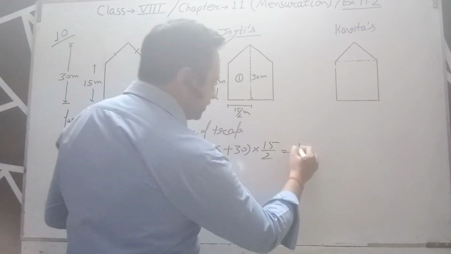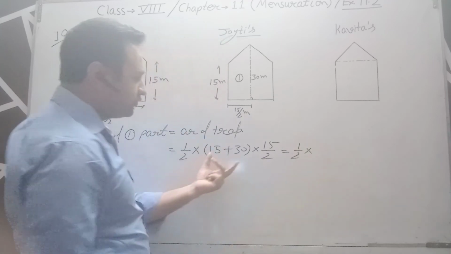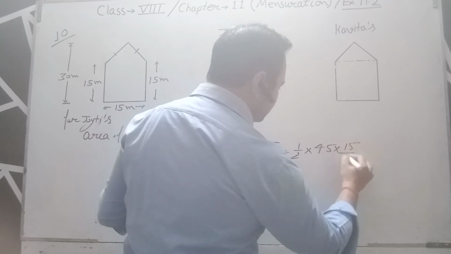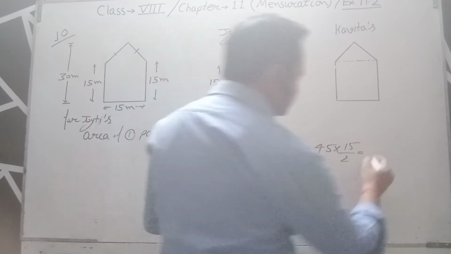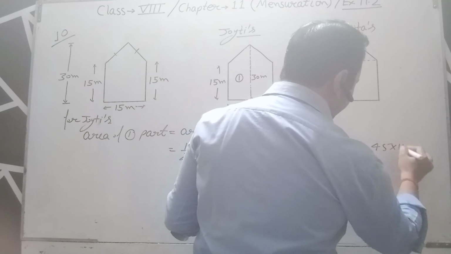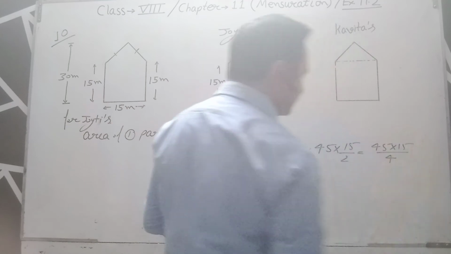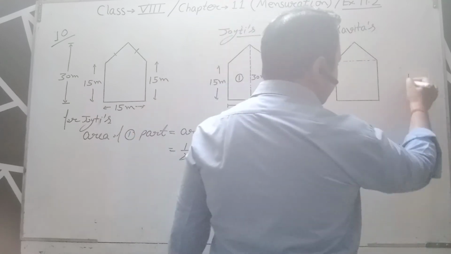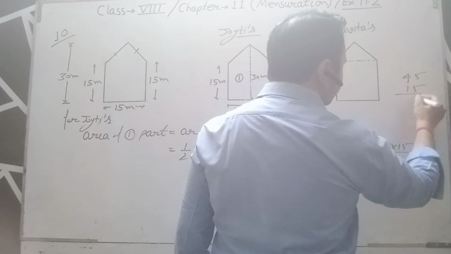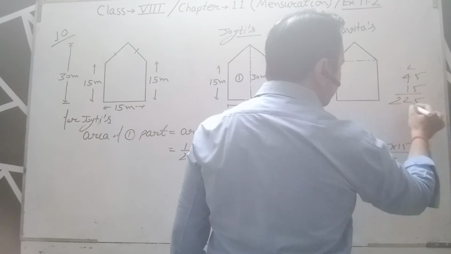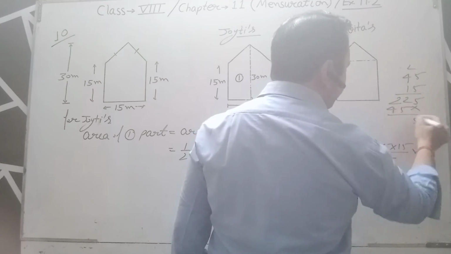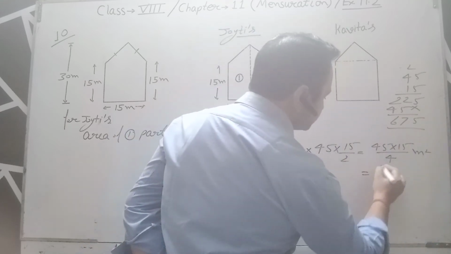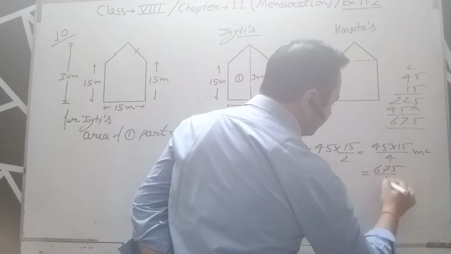Now calculate: 1 upon 2 multiply 15 plus 30, that is 45, multiply 15 upon 2. So 45 multiply 15 upon 4, and its area is in meter square. Multiply 45 and 15, and their product is 675. So 675 upon 4 meter square.